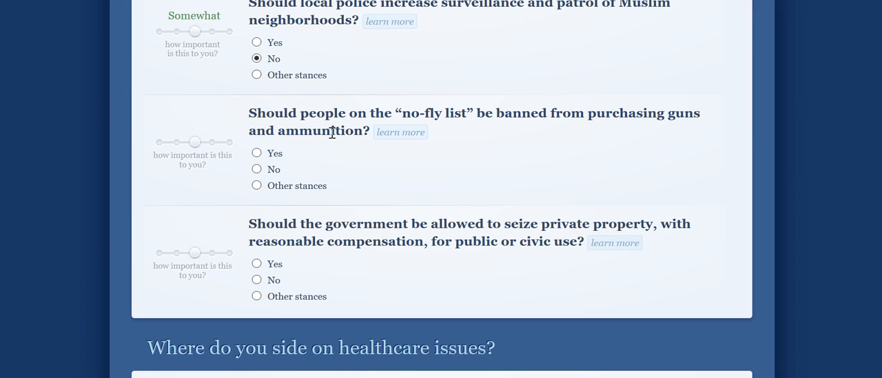And by the way, there's no process by which they can get their name off the list. They're just on it indefinitely. So it's too tough of a question, and we don't have enough facts about the list for me to make a decision on that one.